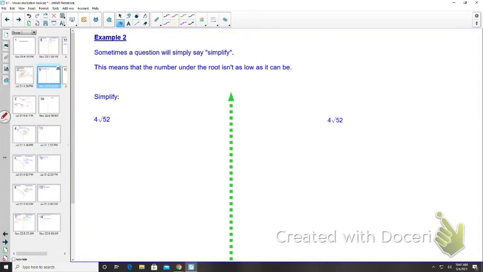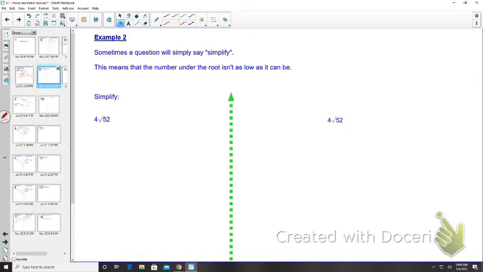Okay. Is this just the same? Oh, wait, hold on. Yeah, a little bit, but here we have a mixed number and we're still going to simplify them, okay? So sometimes when a question says simplify, this means that the number under the root is not as low as it can be, right? We always want to write things in the simplest possible manner, right?